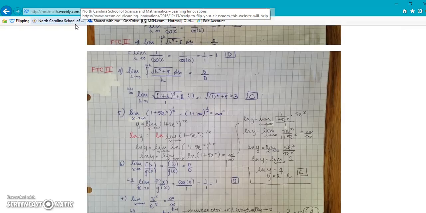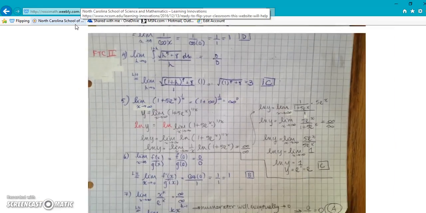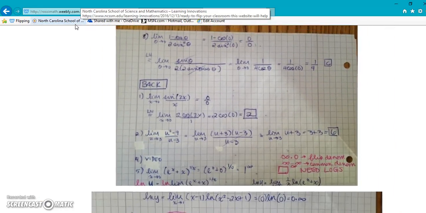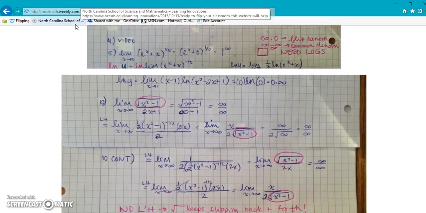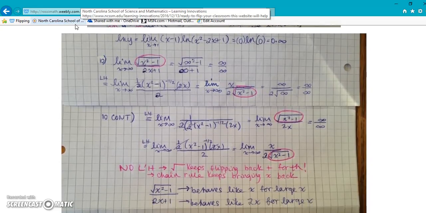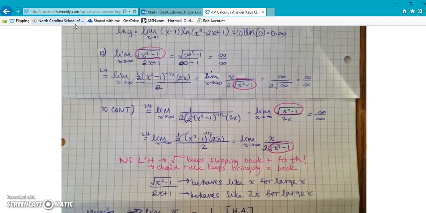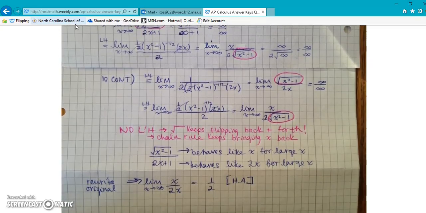Number 5 uses the same technique we just practiced in the video. Then you can go to the back. Here are the answers. 5 I just did with you. 10 is very strange. So take a look at number 10. I don't really like this problem that much. It's a little weird. It's not typical, but just read what happens here.